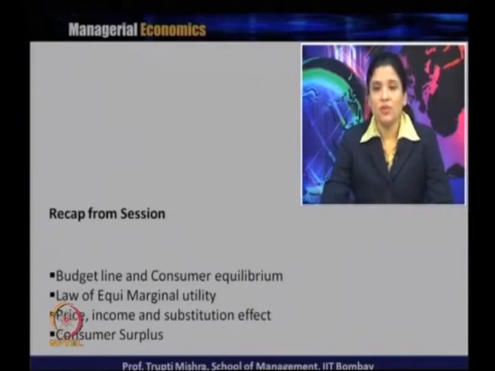Then we discussed the price, income and substitution effect, and if you remember, the price effect was calculated as the summation of the substitution effect and the income effect. The price effect generally comes from a decrease or increase in income, which results in two other effects, that is the income effect and the substitution effect.